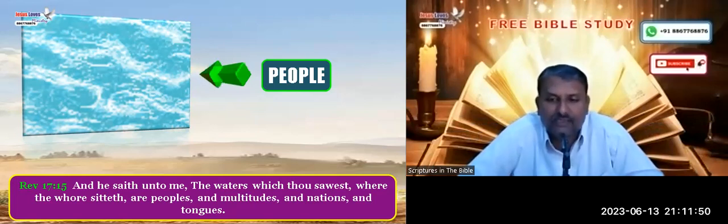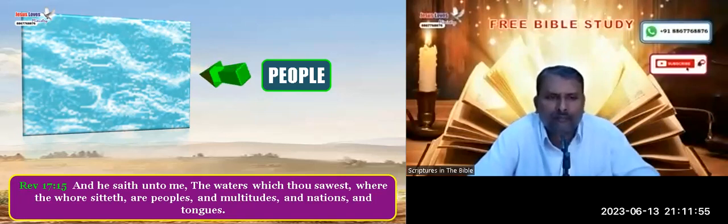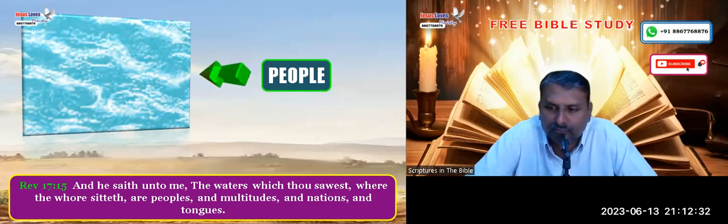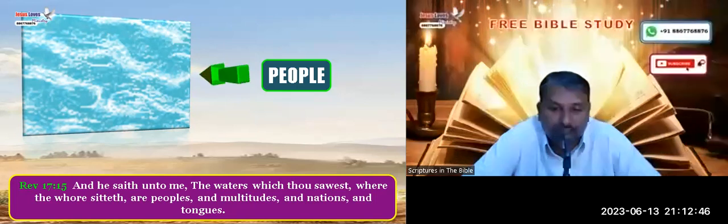Okay. Let us read one verse. Revelation 17:15, brother. Anybody can read. Yeah, brother, you can go on. Revelation 17:15. And he said unto me, the waters which thou sawest, where the whore sitteth, are peoples, and multitudes, and nations, and tongues. See, the waters mean multitudes, nations, people.